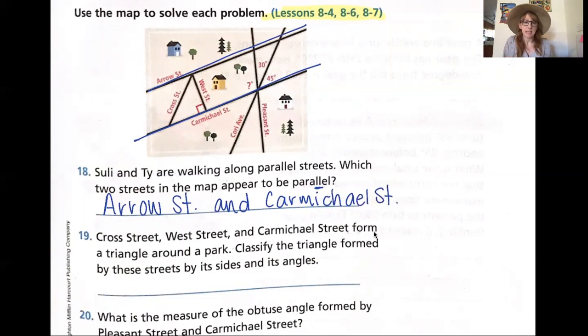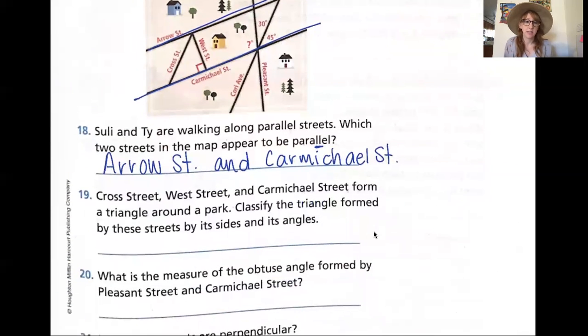Number 19 says, Cross Street, West Street, and Carmichael Street form a triangle around a park. Classify the triangle formed by the streets by its sides and its angles. So we're talking about this triangle right here.